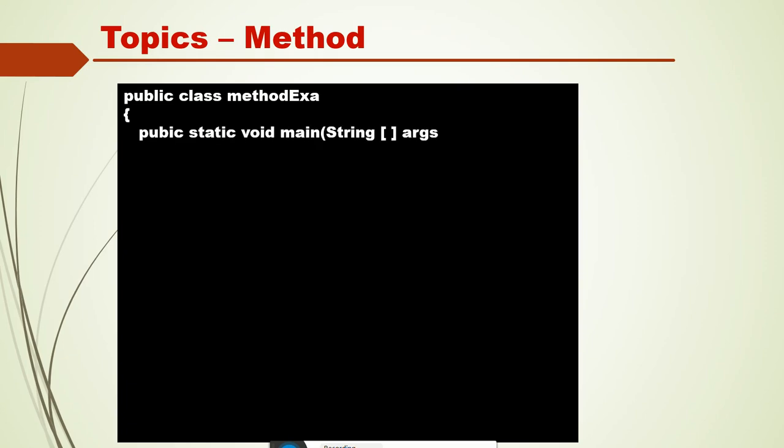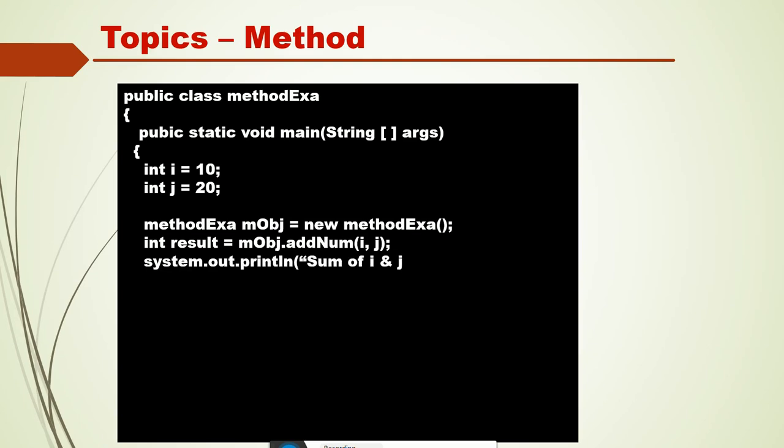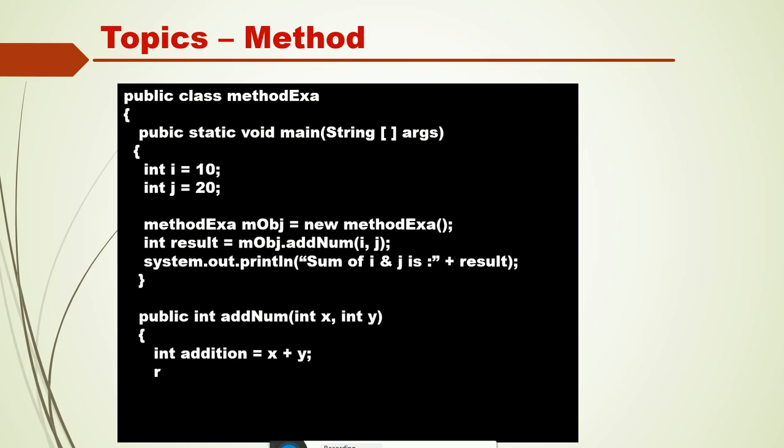Let's see how we can explain this concept with one simple example: adding two numbers using a method. First, we have to create a class. Public is the access specifier, and class is the keyword. Then MethodExample is the name of the class. Inside this class, the main method, that is public static void main, String array args, and you write whatever code you want to execute inside this main method.